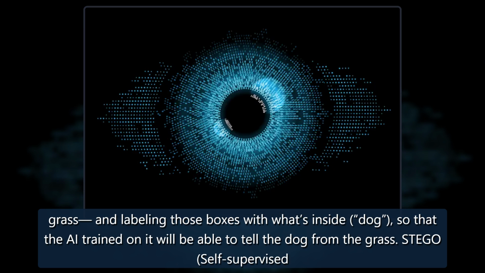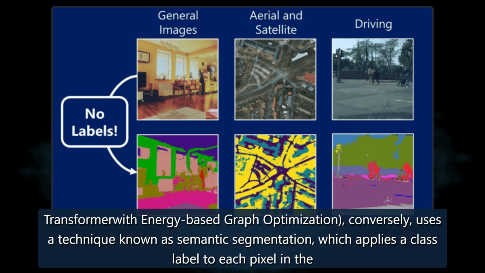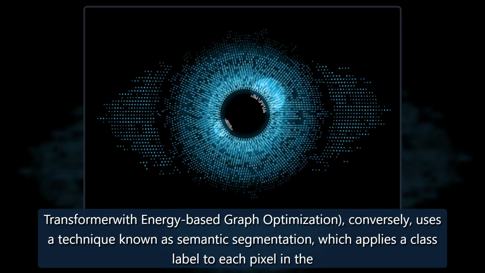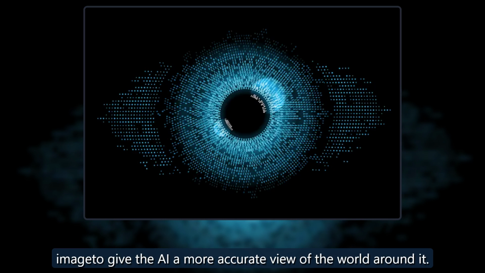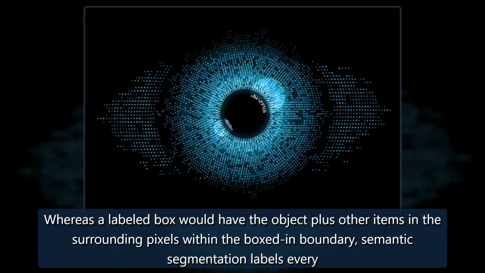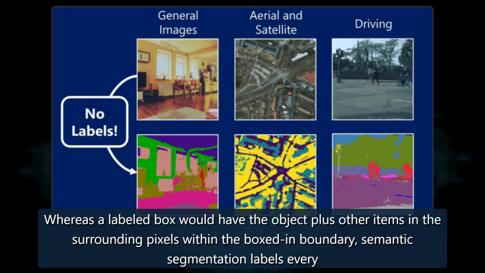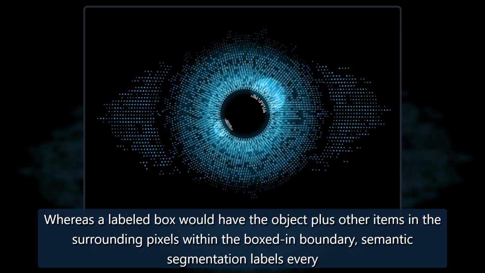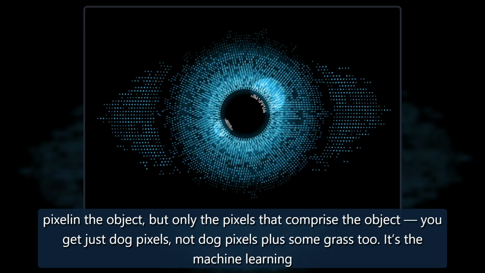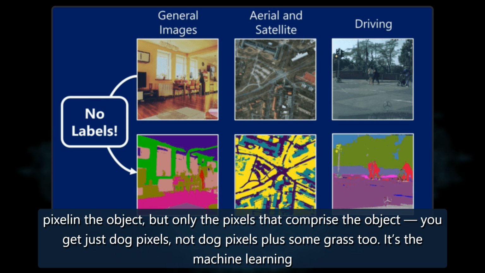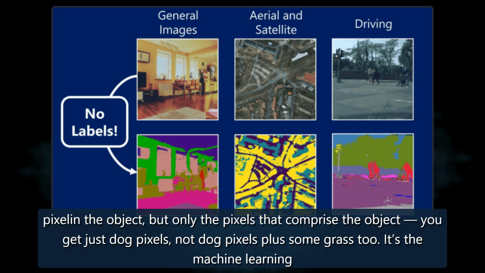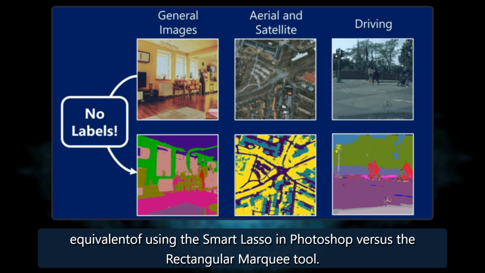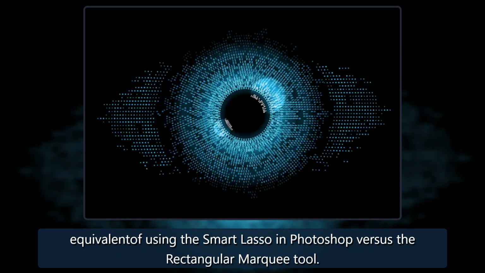Stego, self-supervised transformer with energy-based graph optimization, conversely, uses a technique known as semantic segmentation, which applies a class label to each pixel in the image to give the AI a more accurate view of the world around it. Whereas a labeled box would have the object plus other items in the surrounding pixels within the boxed-in boundary, semantic segmentation labels every pixel in the object, but only the pixels that comprise the object. You get just dog pixels, not dog pixels plus some grass too. It's the machine learning equivalent of using the smart lasso in Photoshop versus the rectangular marquee tool.